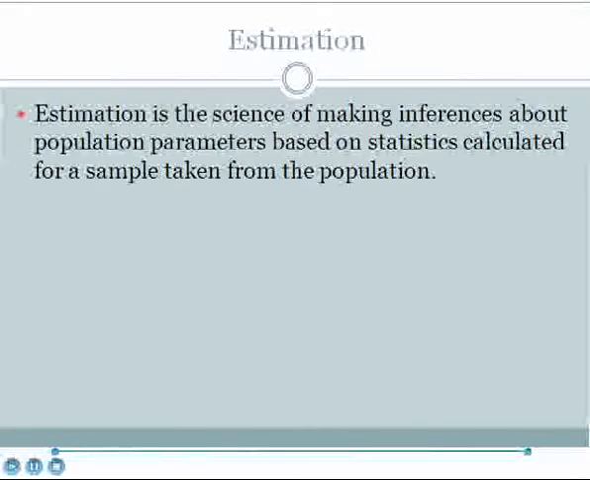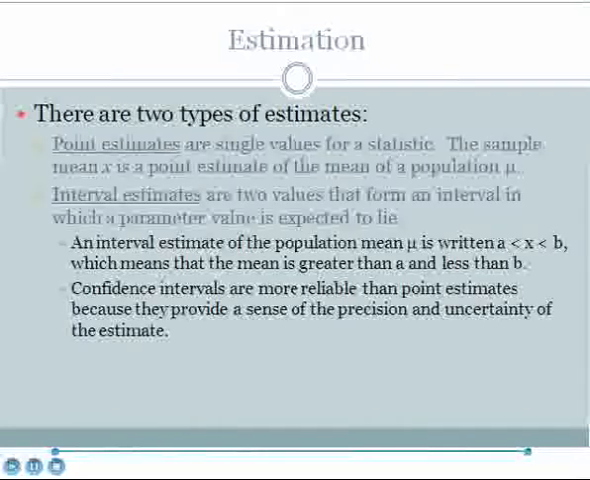Recall that estimation is a science of making inferences about population parameters based on statistics calculated from a sample taken from the population. There are two types of estimates: point estimates, which are single values for a statistic, and interval estimates, which are two values that form an interval in which a parameter is expected to lie. Confidence intervals are a type of interval estimate.